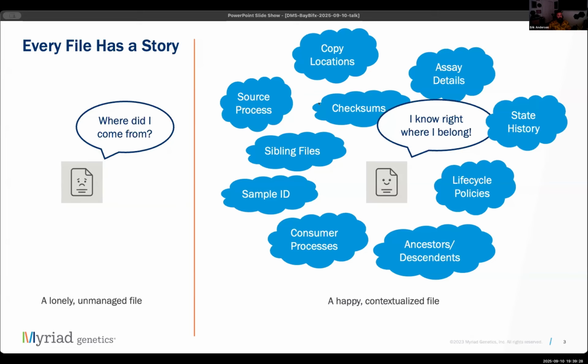So to solve these problems, we need to avoid losing context. Every file has a rich network of metadata available at creation, and we use the DMS API to capture it immediately on creation. With this context, we can answer any number of questions about the performance of our system, the cost of our data, the provenance of a given file, that sort of thing.